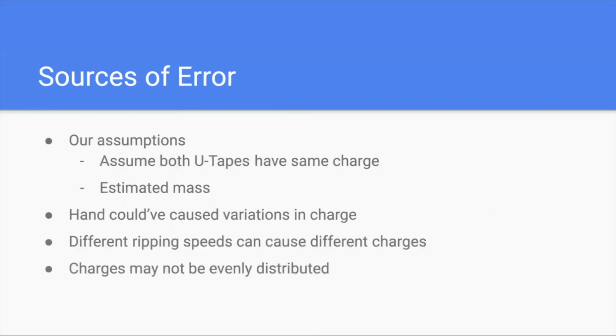Some sources of error include our assumptions from before, namely that we assumed that both U tapes have the same charge, and that we had to estimate the mass of them. Also, different ripping speeds and our hands handling the tapes could have also caused variations in the charges. And the charges may not be evenly distributed, like we had to assume.